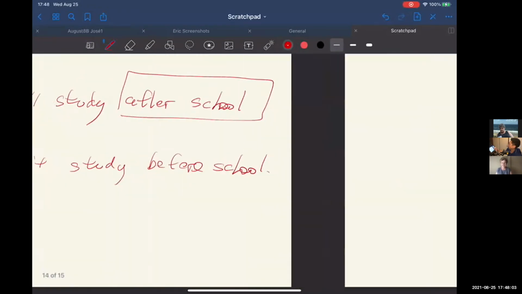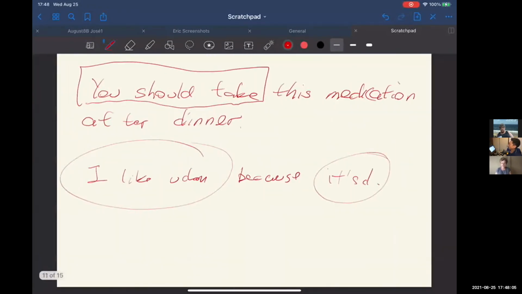Then you just come back to the entire sentence you had before and you say, hey, remember we were doing I should study, you should study? Well, let's just change that to take. Take requires an object, okay? I should take this medication. Remember, medicine, medication. Okay, when are you going to take it? After dinner. Now, that can actually change the question, okay?